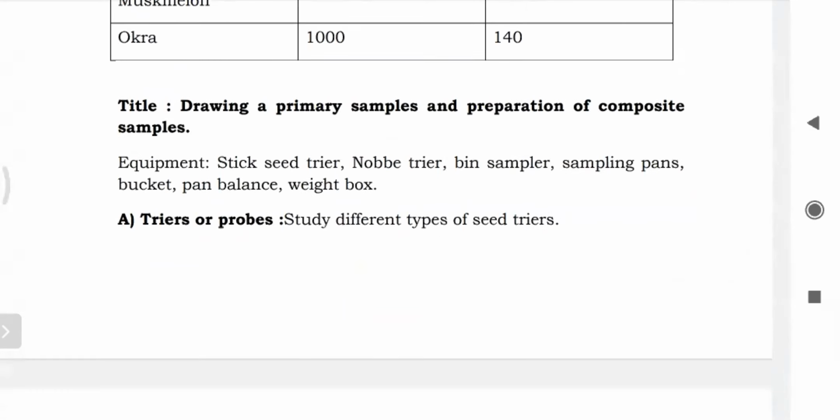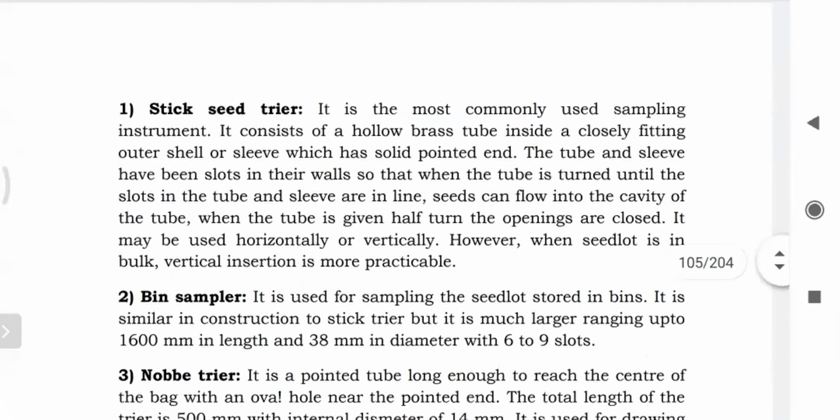So there is a procedure for drawing particular primary samples and preparation of composite samples. So there are requirements of some equipment: a stick seed tray, then knob trier, then bin sampler, then sampling pans, buckets, pan balance, and weighing box. So there are probes for different types of seed, and the triers are, first, the stick seed trier.